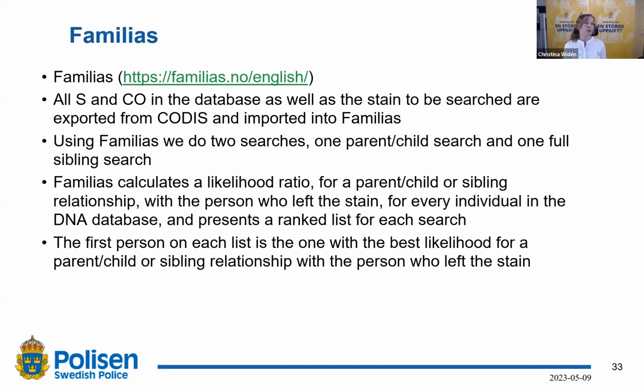And we use a program called Familias, and you can download it for free using this link. All suspect and convicted offenders in our database in CODIS, as well as the stain to be searched, are exported from CODIS and imported to Familias. And using Familias, we do 2 searches, 1 parent-child search and 1 full sibling search. And Familias calculates a likelihood ratio for a parent-child or sibling relationship with the person who left the stain. And Familias does this for every individual in the DNA database and then presents a rank list for each search.